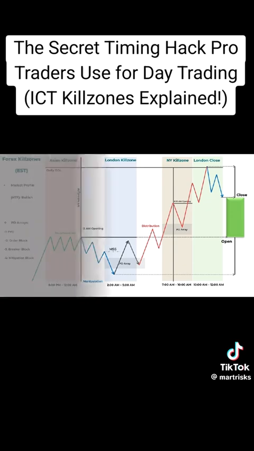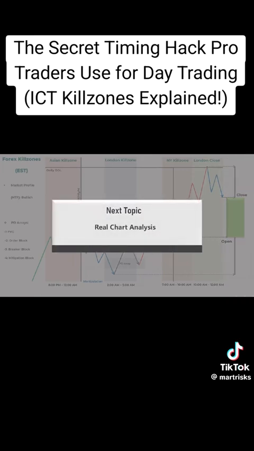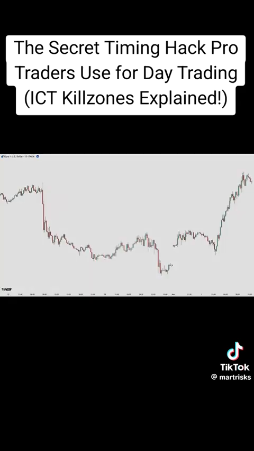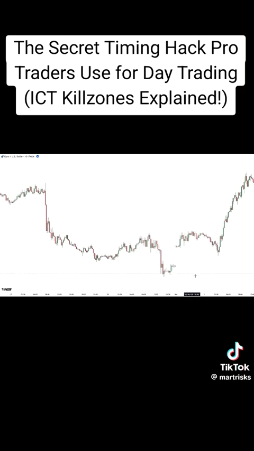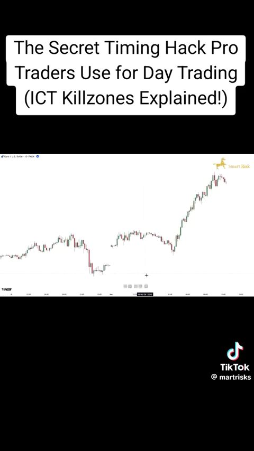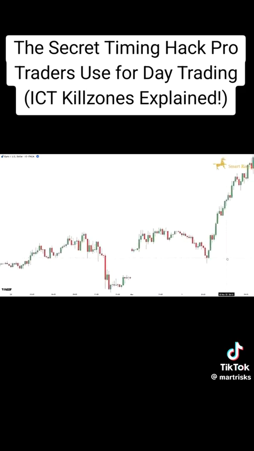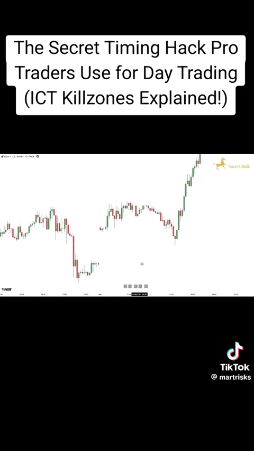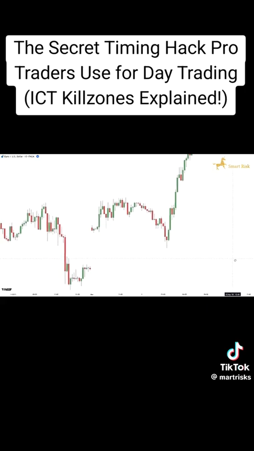Now, let's move on to the real chart and apply what we've learned so far. We'll see how the market behaves in different kill zones. Here, we have the Euro-dollar 15-minute time frame displayed on the price chart. Before mapping out the market structure or conducting any analysis, let's first highlight our kill zones on the chart.